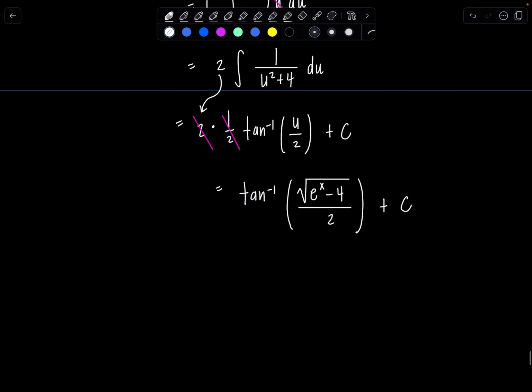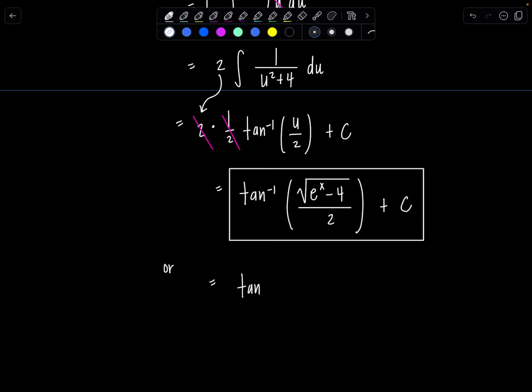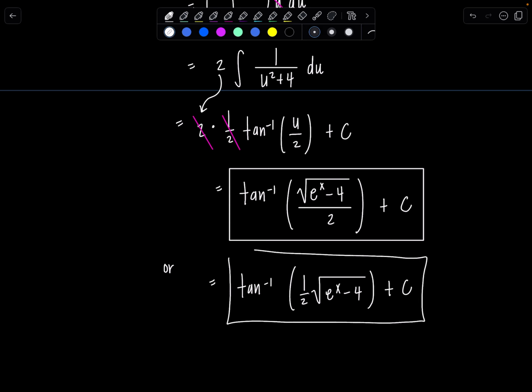You could leave it like that. If you don't like that argument having this big old fraction inside, you could just put a 1/2 in front of the radical. Let's see, which one do you guys like better? You could write this as tan inverse 1/2 square root e to the x minus 4 plus c. That works also. Vote in the comments. Do you like option 1 or 2 better?